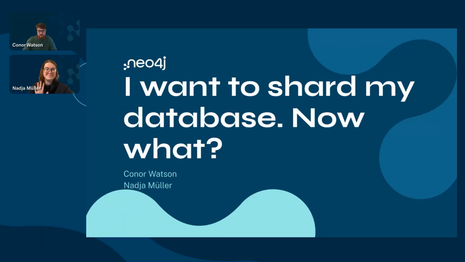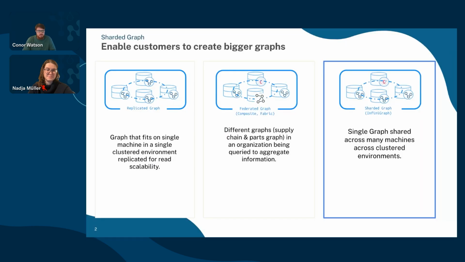Perfect. Thank you very much. Hi, guys. We're going to talk about sharding Neo4j and how we scale and the new Infinigraph product that we've launched. So we essentially have three forms of scalability at Neo4j. We have replicated graph, which is autonomous clustering. So this is for a graph that fits on a single machine already, and you move that to a clustered environment, and then you can add primaries and secondaries for read scalability and high availability.